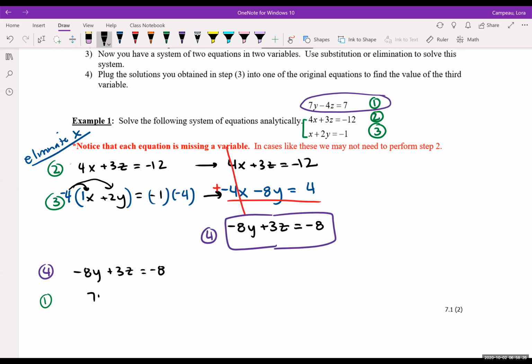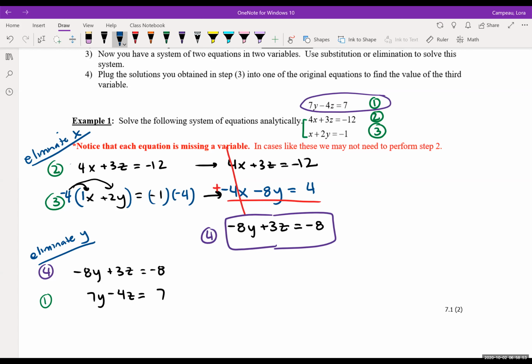That's 7y minus 4z equals 7. So now what we can do is we could say, well, we're either going to eliminate the y's, or we notice that z is also located in the equations as well. So you make your decision. I'll just do what comes first to me. I'm going to eliminate y this time.